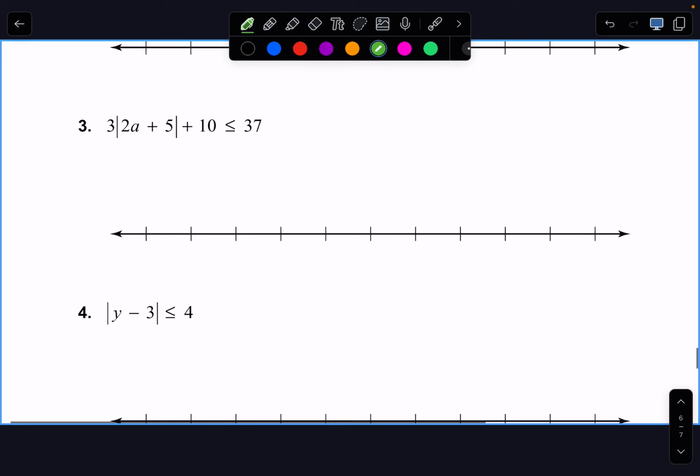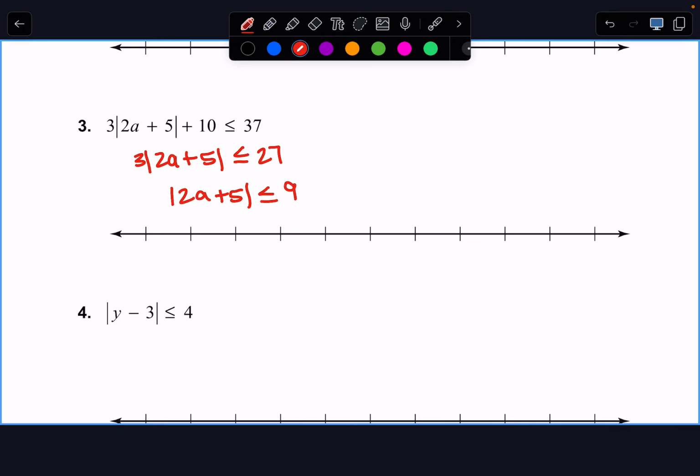Okay. Number 3. Before we can split into 2, we better add the 10. And by add, I mean subtract. And then divide the 3. So the absolute value is less than or equal to 9. Right? So we have 2a plus 5 is less than or equal to 9, and 2a plus 5 is greater than or equal to negative 9.